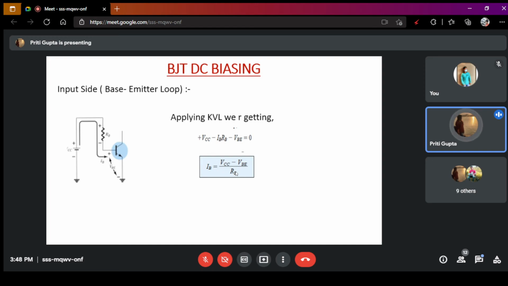Why the name is fixed bias? Okay, ma'am. I'll definitely give you a proper answer. Now tell me, have you understood the equation or not? Yes, ma'am, understood. Anyone among you? Because whatever problem we are going to solve, we will solve in this way only. That's why I'm again asking. If there is any doubt, you can ask.